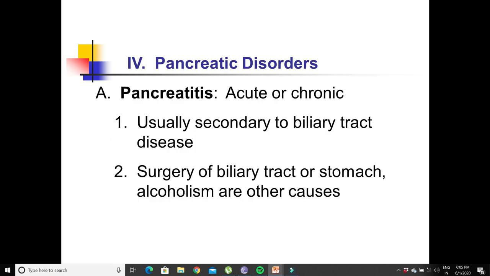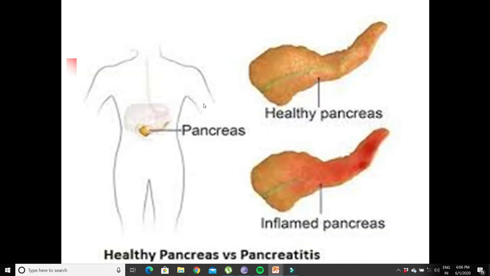Now finally we come to the pancreatic disorders, that is the applied aspect of the pancreas. There can be inflammation of the pancreas. It can be acute or chronic, and usually it is secondary to some biliary tract disease, while other causes are like alcoholism, surgery of the biliary tract or stomach. They can also result in pancreatitis, that is inflammation of the pancreas.